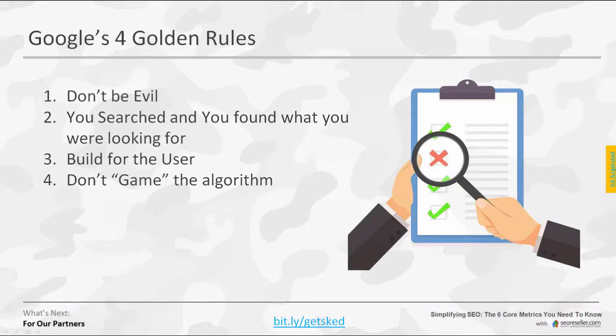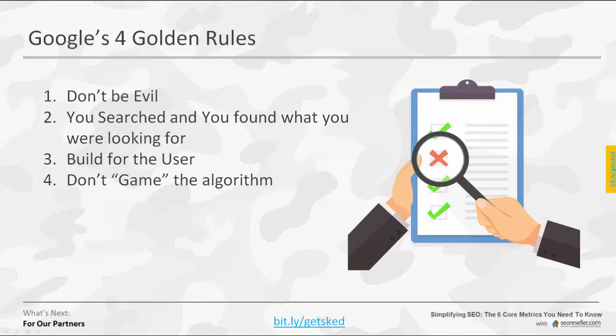Now, before I wrap up and get on to the question and answer, 4 of Google's golden rules. Google's mantra is don't be evil. I'm not sure if you guys have seen enough Google literature out there, but the Google motto is don't be evil, right? How much more can you say, right? That's pretty ambitious. Google rule number 2, though, is you searched and you found what you were looking for.